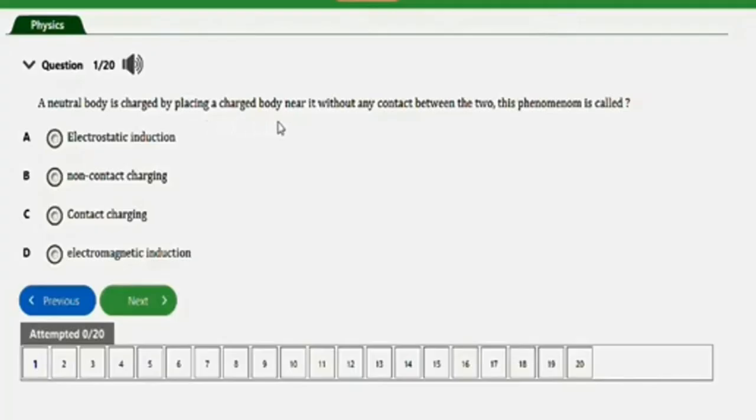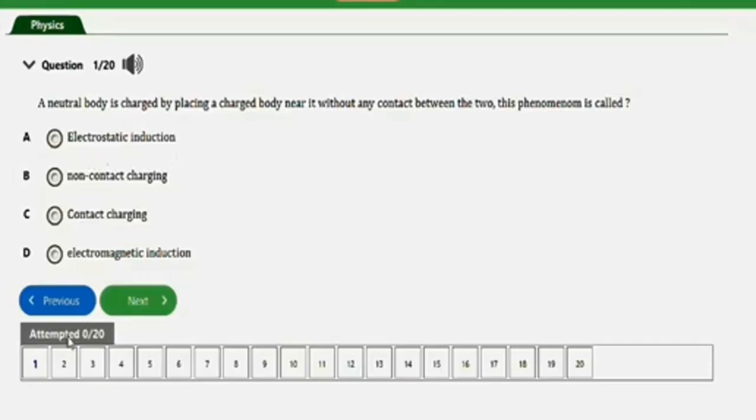The first question I have here says, a neutral body is charged by placing a charged body near it without any contact between the two. This phenomenon is called, option A, electrostatic induction, non-contact charging, contact charging, electromagnetic induction. So the right option in this question is option A, which is electrostatic induction.